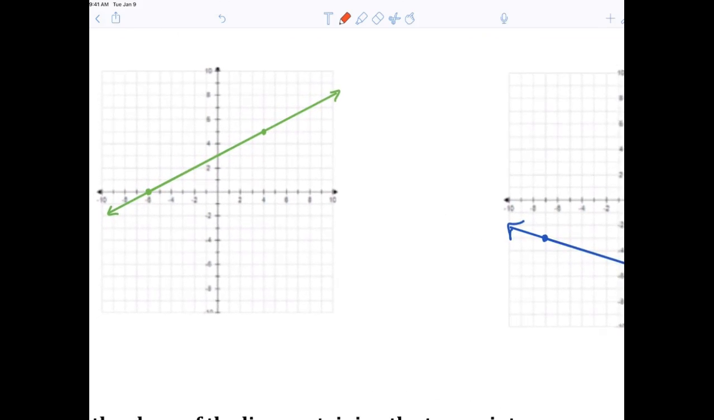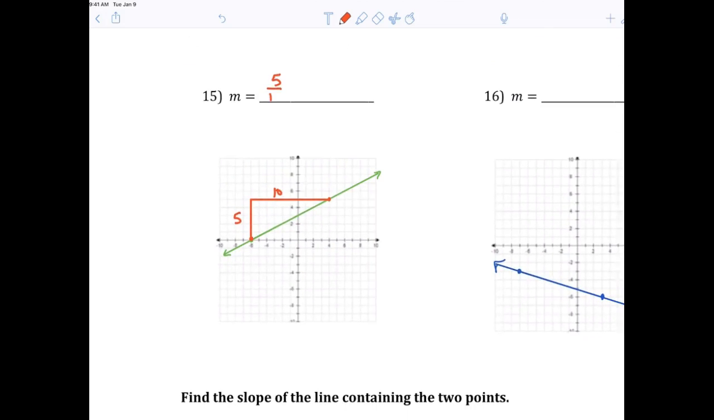15, here we go. I'm going to try this point here. And I'm moving to this point right here. How much should I go up? How much should I go over? 10. Right? So the slope is actually what? 5 over 10, which reduces to 1/2. Very good. I'm going to go ahead and put 5 over 10 and then reduce to 1/2. Are we okay with that?